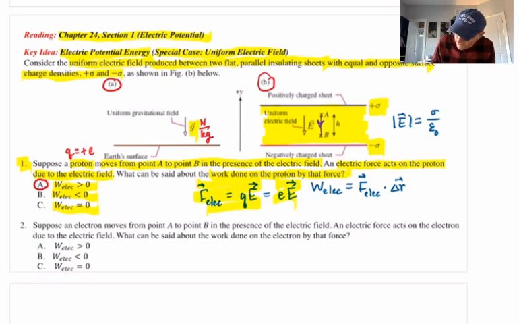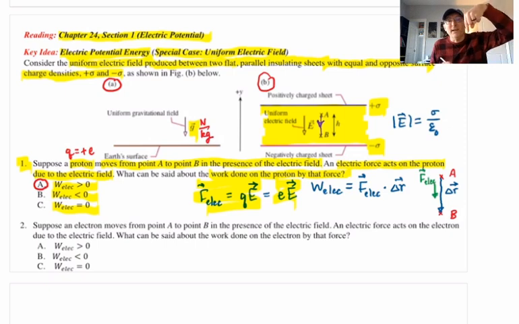Let me draw them over here. Let me draw a little bit more over here to the side. Here's point A. Here's point B. Let's draw the displacement vector, the delta R. Just points in a straight line from starting to ending, delta R. Which way does the F electric point? Can you see that? I'll just draw it over here to the side. The F electric on the proton points straight down.